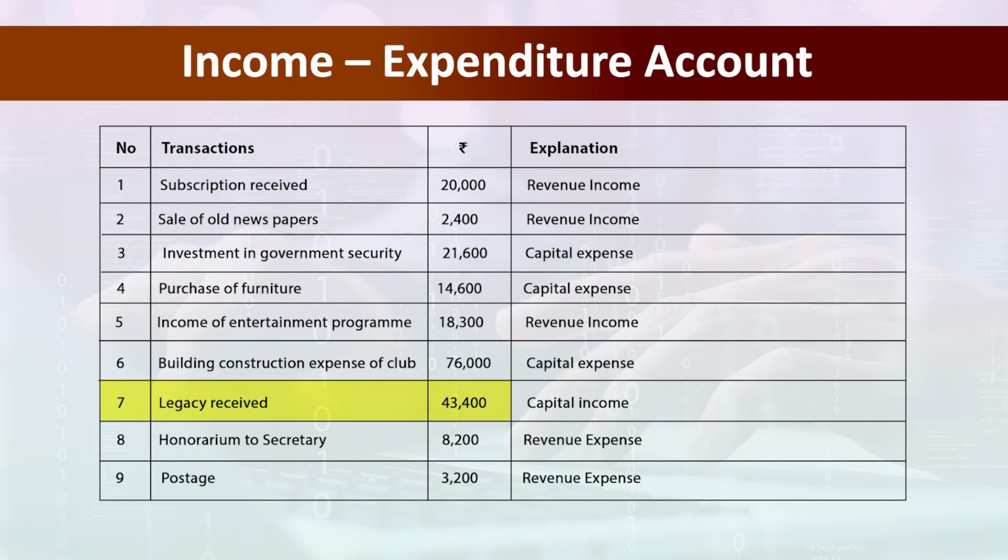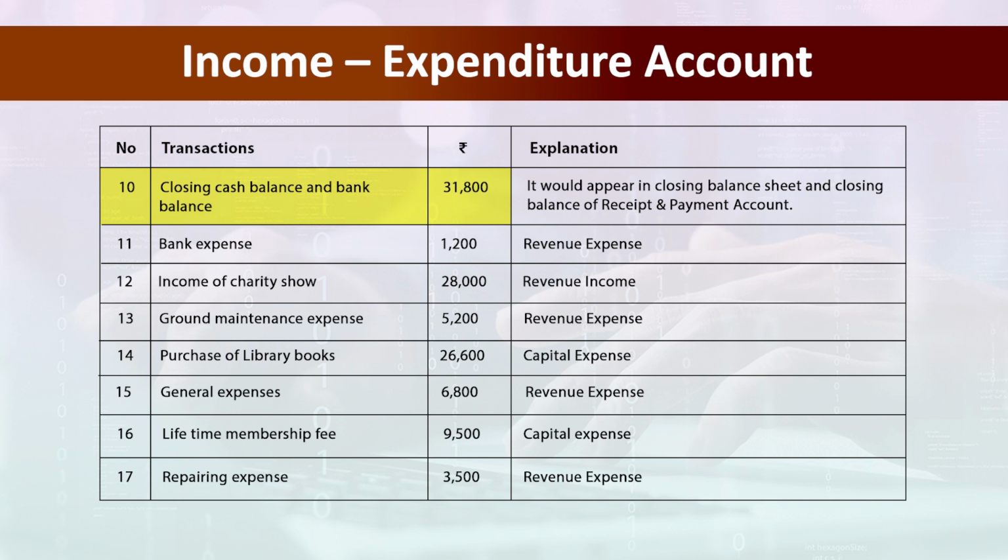Legacy received of rupees 43,400 is a capital income. Honorarium to secretary of rupees 8,200 is a revenue expense. Postage of rupees 3,200 is a revenue expense. Closing cash balance and bank balance of rupees 31,800 would appear in the closing balance sheet and closing balance of receipt and payment account. Bank expense of rupees 1,200 is a revenue expense.